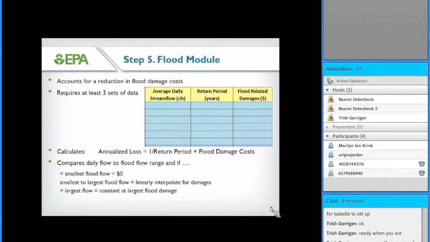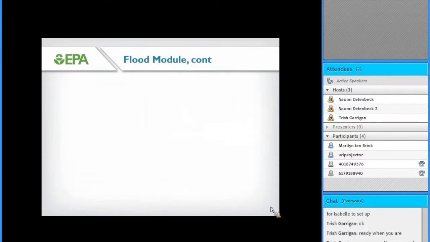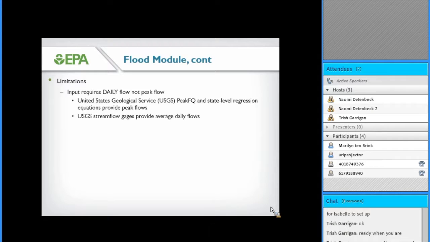Great. So this flood module is relatively straightforward in terms of how it works, but there are limitations that we need to keep in mind for how to interpret it. One is that it requires daily flow, not peak flow. A lot of flood flows will be instantaneous peak flow, whereas here we're asking for daily flow, which matches what the model does. The model will calculate daily flow. So if you use the flood module, you must run the model in a daily time step mode and make sure that the flood flows are daily, not peak.